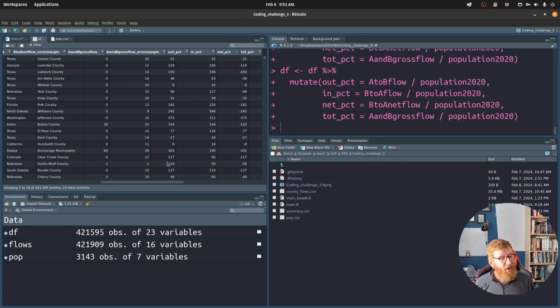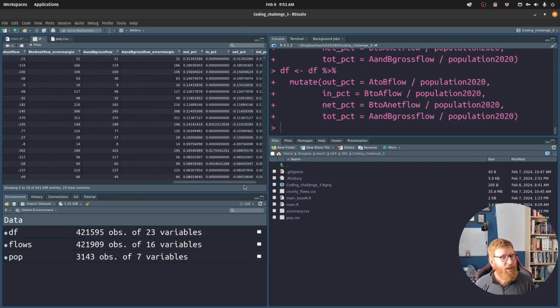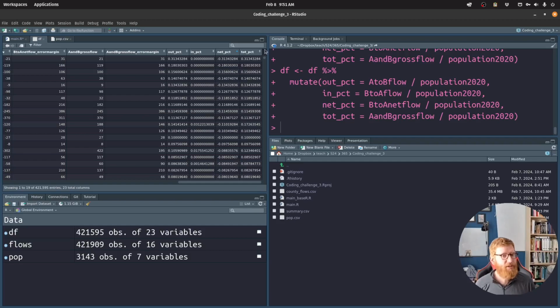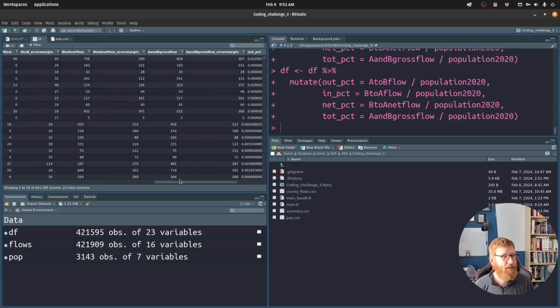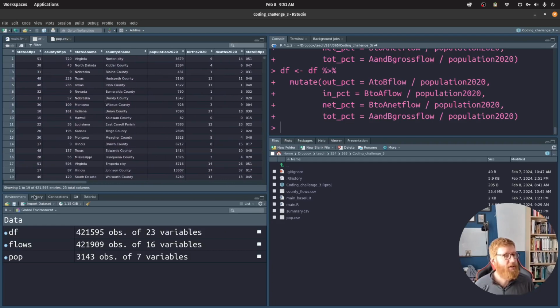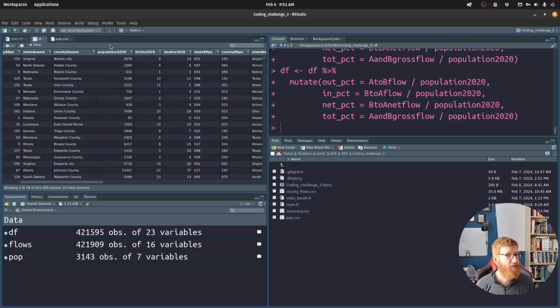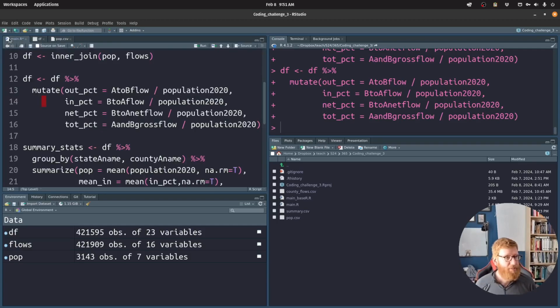So overall, we've got a way to look at where we're seeing these big shifts. Big shift in the other direction, 20% going into Norton City County in Virginia. Population is only 3,600. So back to here. We've calculated these percentages and we've added them into our data frame.